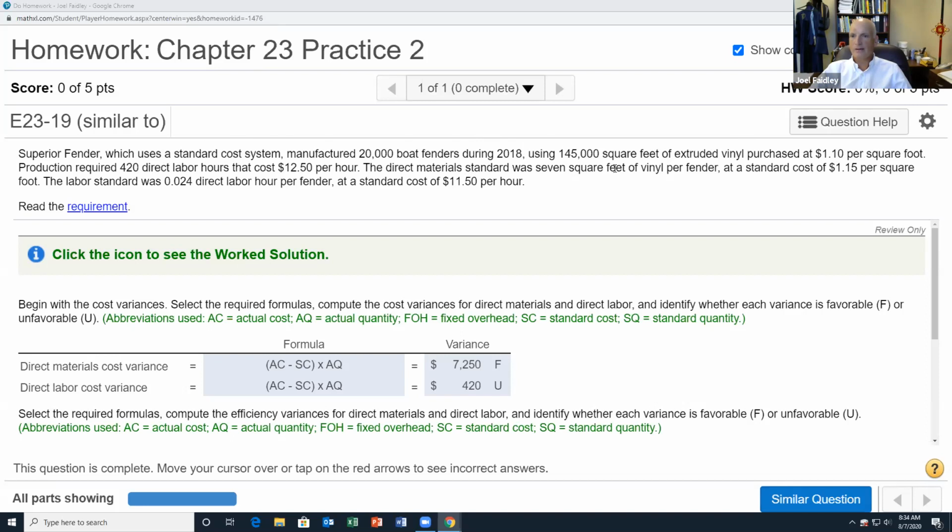And then they give you the standard, 7 square feet of vinyl per fender. So 7 times 20,000 is 140,000 square feet versus 145,000. Manufactured, that means actual. Actually manufactured 20,000 fenders. And the standard would have been 7 times that. Right? Labor standard was 0.024 direct labor hours per fender, which times 20,000 is what? 480 versus 420.